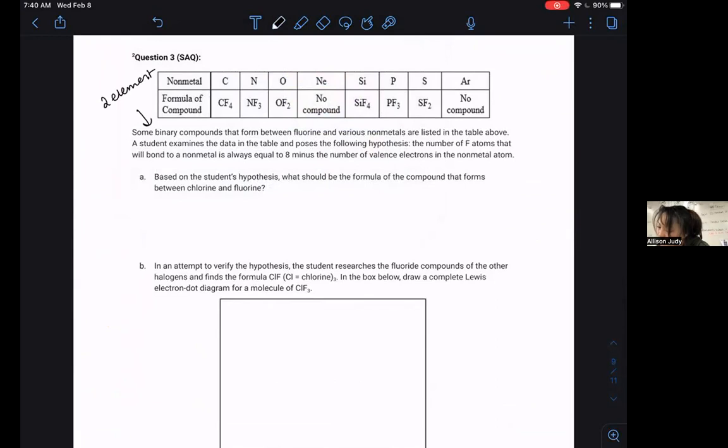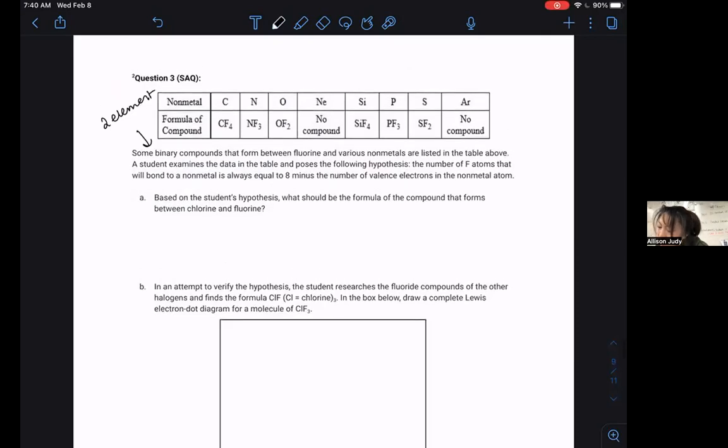A student examines the data table and poses the following hypothesis: the number of F atoms that will bond to a nonmetal is always equal to 8 minus the number of valence electrons in the nonmetal atom. Okay, so we're getting a theory. And this is a short FRQ, so this should take about 9 minutes, worth about 4 points. Based on the student's hypothesis, what should the formula of the compound that forms between chlorine and fluorine be?